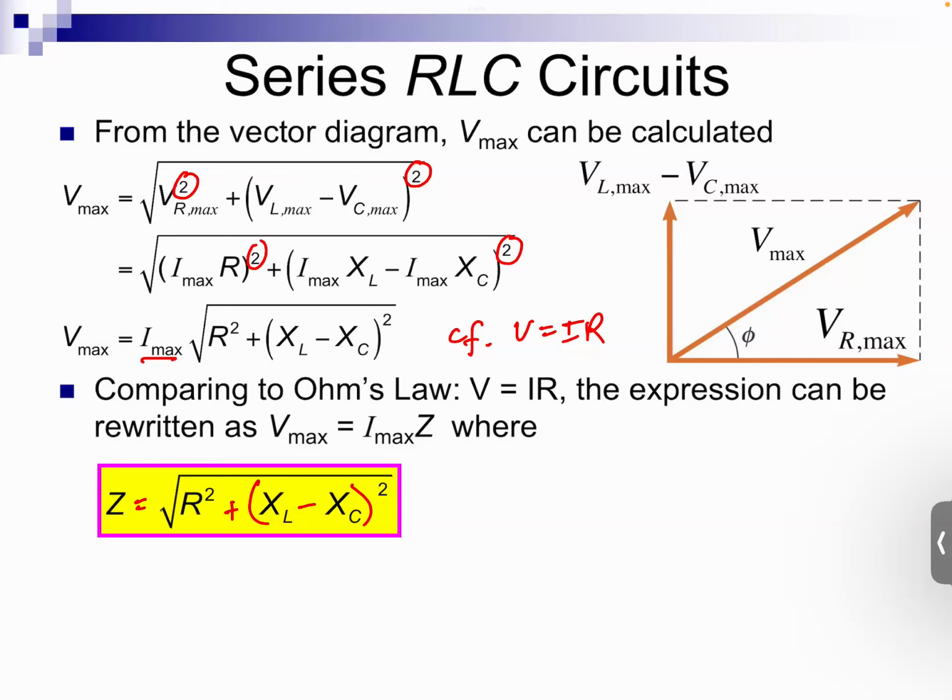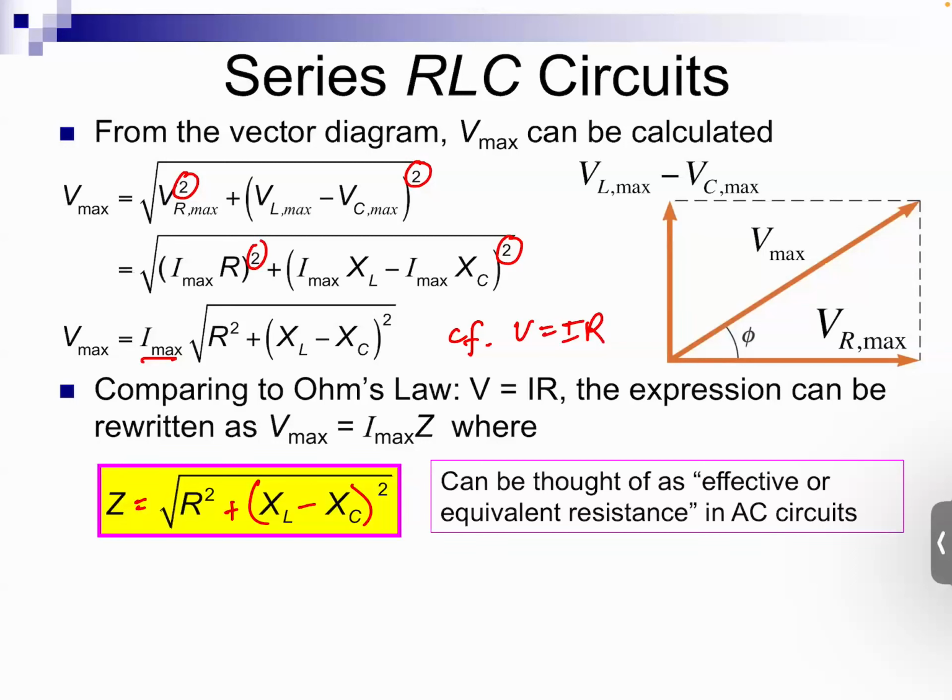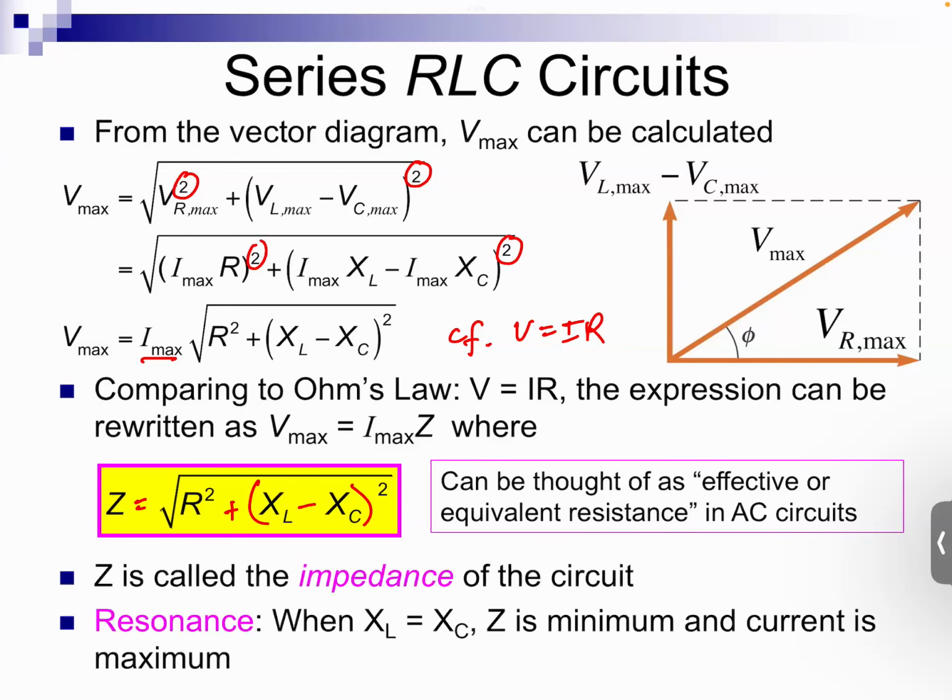Okay. So Z can be thought of as the effective or equivalent resistance in an AC circuit. What we did is we had this R, L, and C in series. By doing some vector algebra, we got their effective resistance, which is given by this equation, Z. Z is called the impedance of the circuit. Impedance, in other words, is like the effective or equivalent resistance in your series RLC circuit.